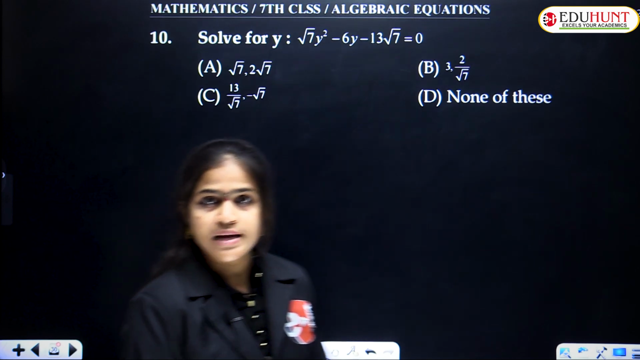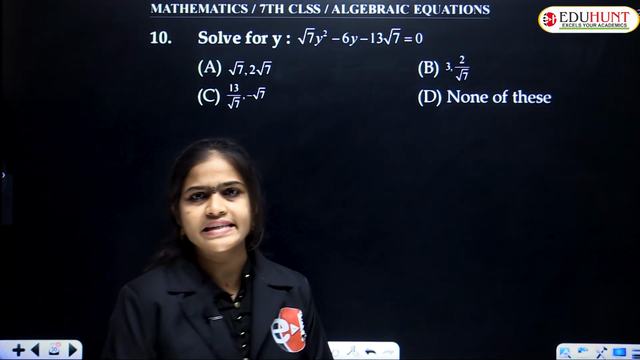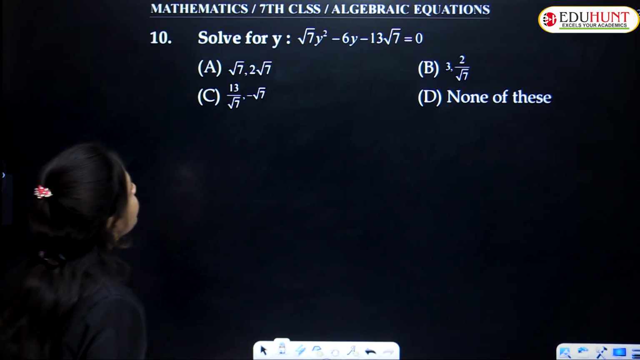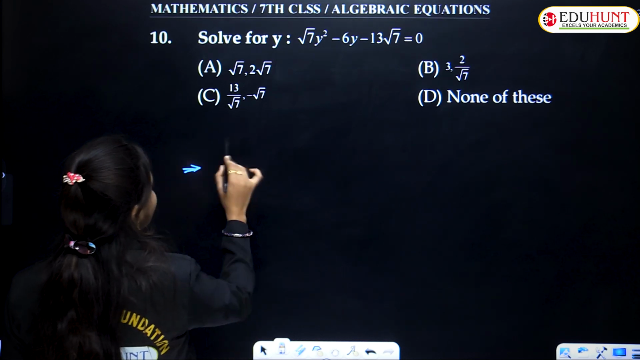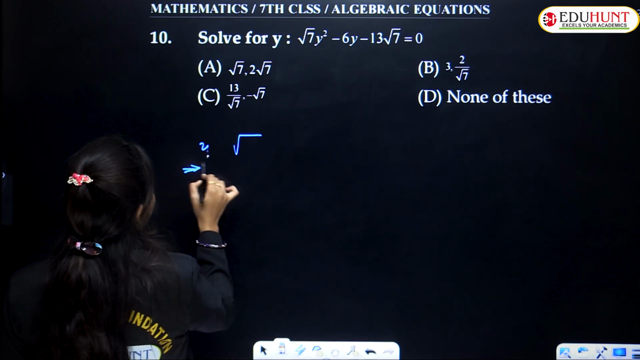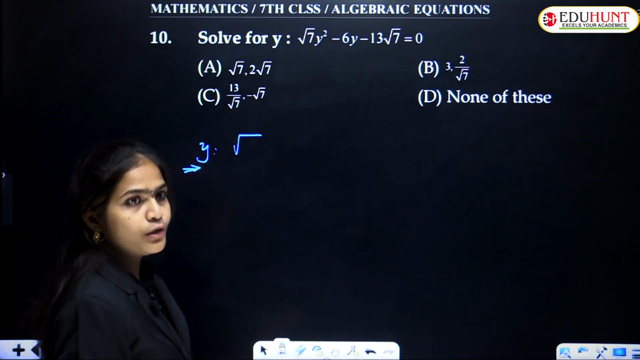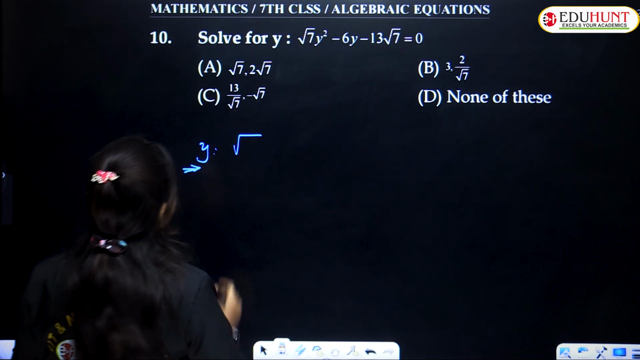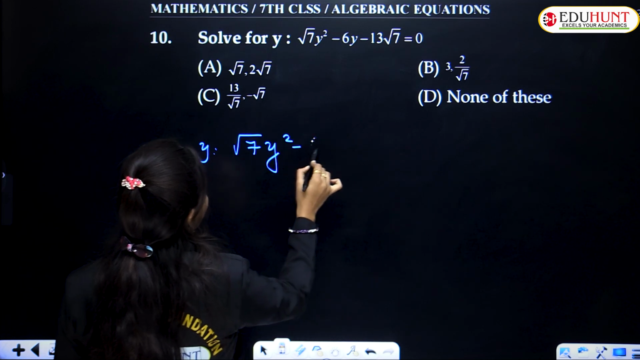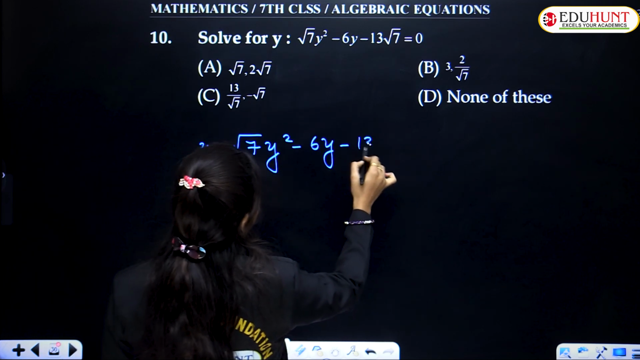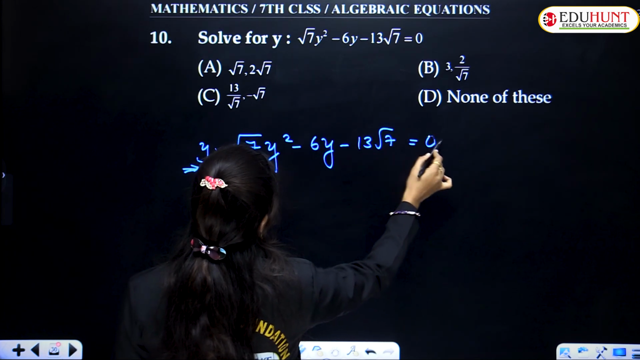The 10th question is also the same as the previous questions. All the questions are the same model only. But here they have given root values, but this is also easy. See here, what they have given. They ask to solve for y. So root 7 y square minus 6y minus 13 root 7 is equal to 0.